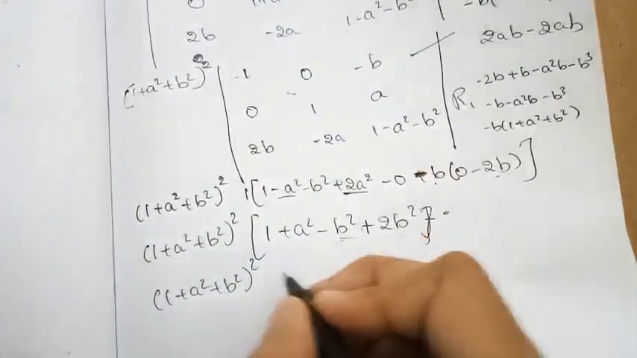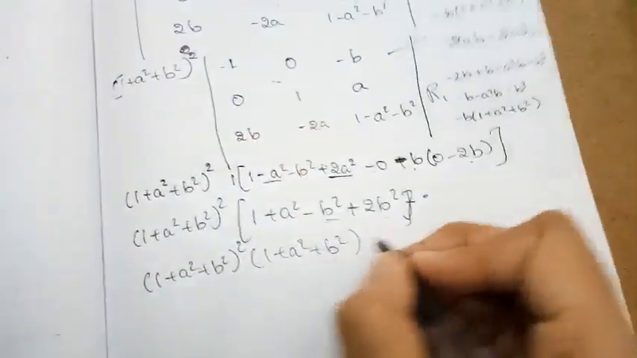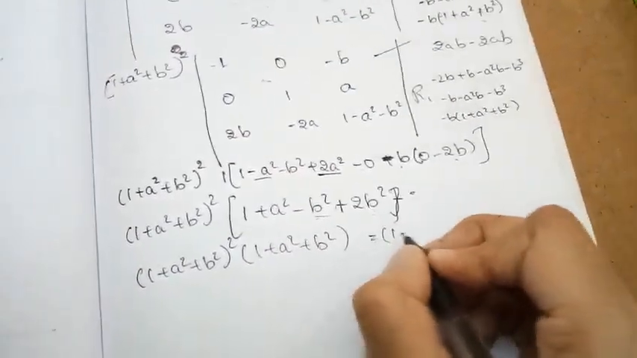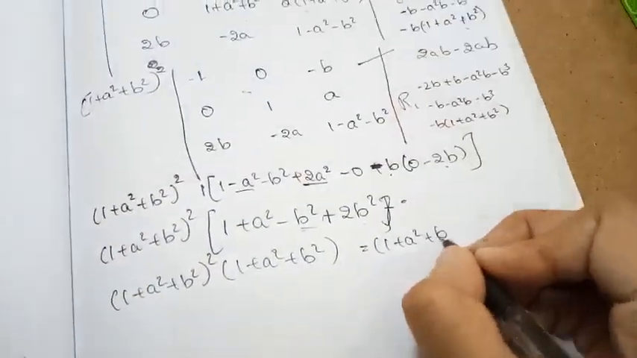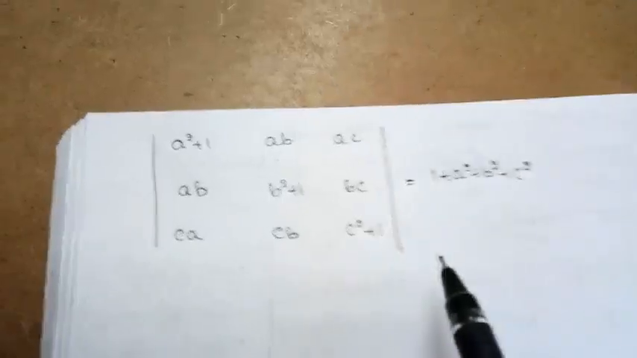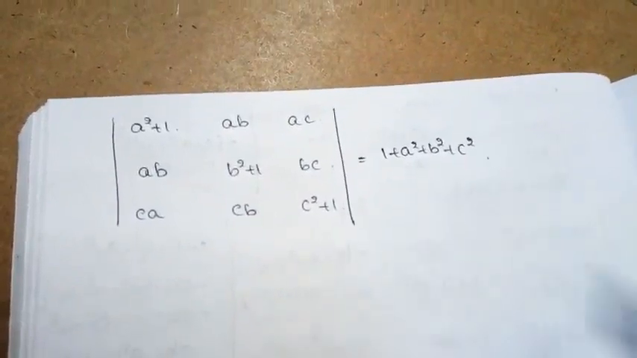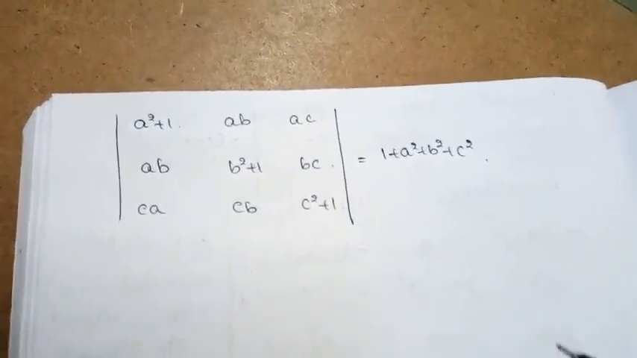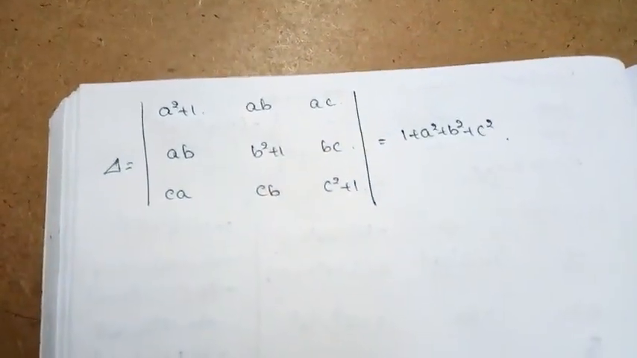Now you can compute this one, it is nothing but 1 plus a square plus b square whole square. So this is the last question. I need to get the value of this determinant, which is equal to 1 plus a square plus b square plus c square. I am calling this one delta.